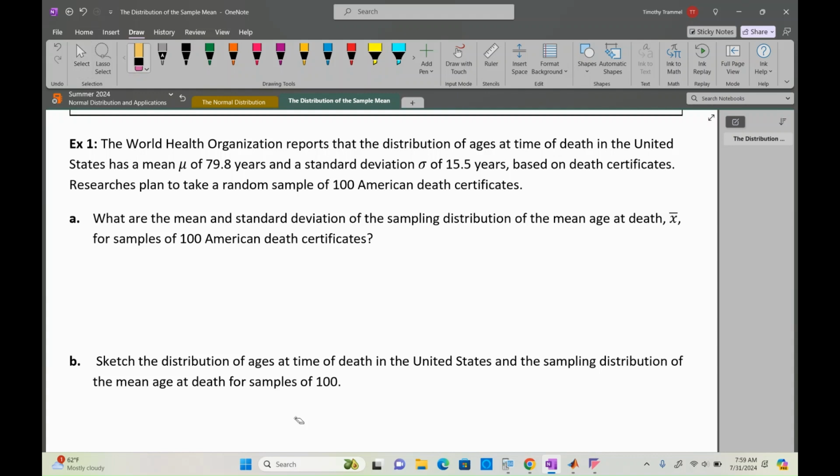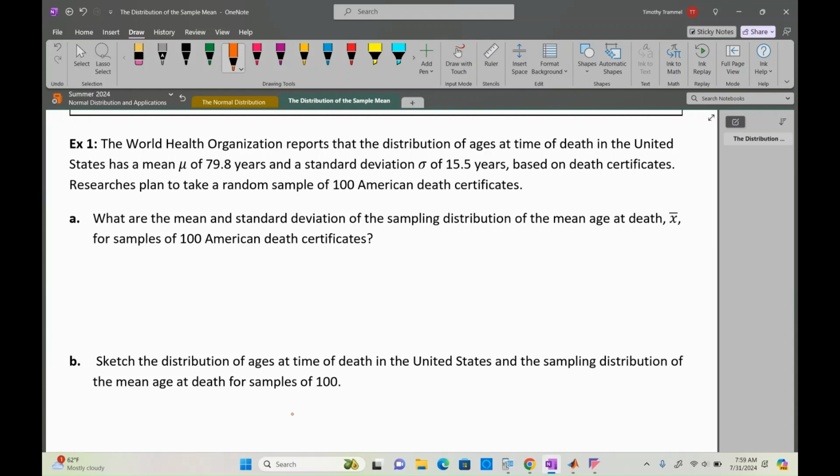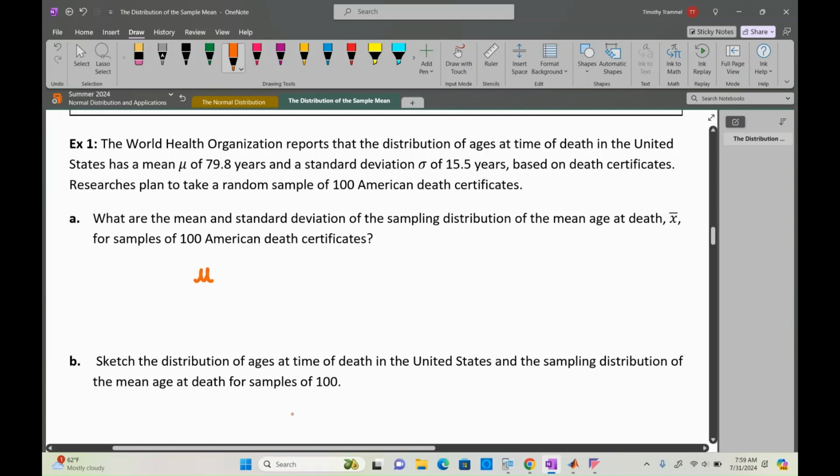So here's the idea. Okay. We are going to be looking at the sampling distribution for samples of size 100. And our statistic of interest is going to be X bar, the sample means. Okay. So the mean of our sampling distribution of X bars should just be equal to the population mean, which we're told the population mean here is 79.8. Okay.